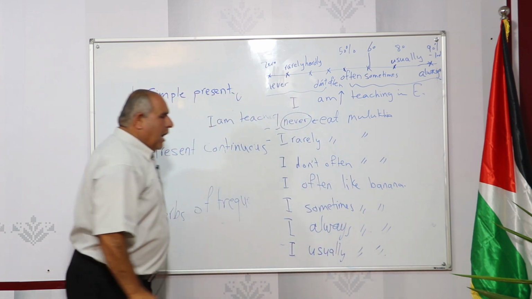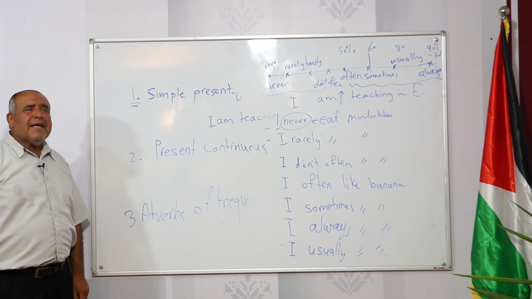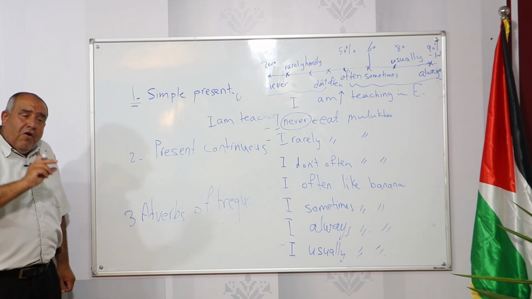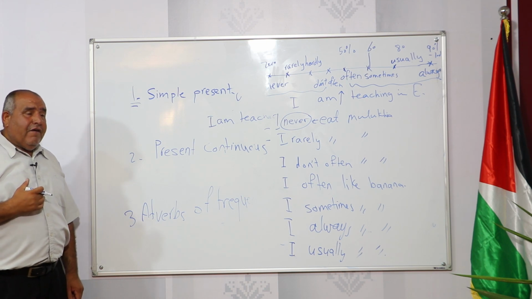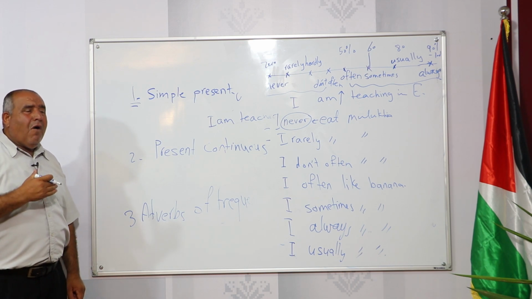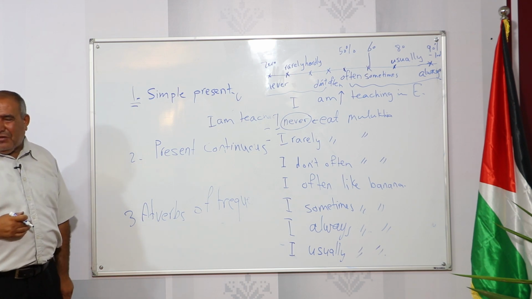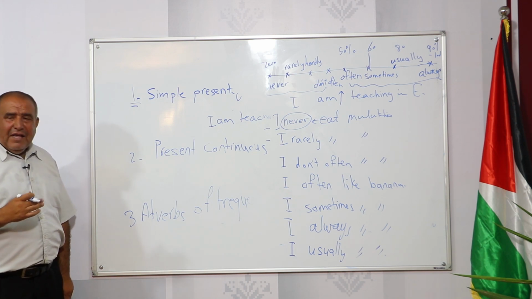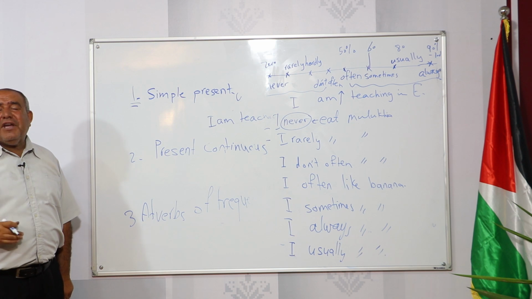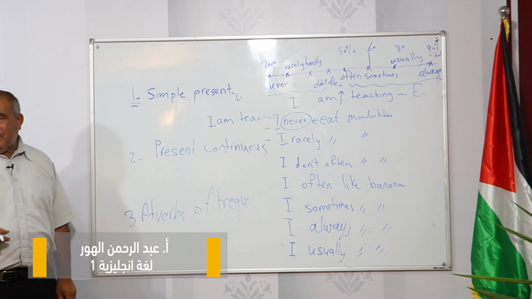So you say, I usually like tea. I always answer students' questions. Always is before answer. Now, if you have any auxiliary, you put it after it. I have always told the truth. After the have, I have always told the truth. Now, I have often spoken ironically. You put often before the main verb and after the auxiliary.